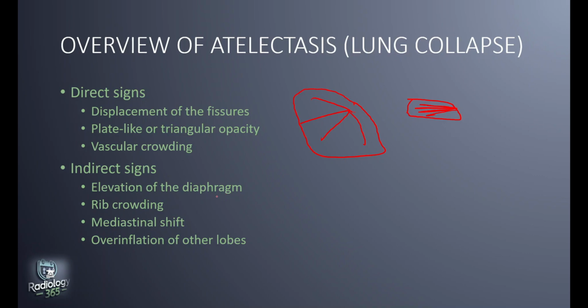Rib crowding, similar to the vascular crowding, but since the ribs are not inside the lung, it joins the indirect signs. Then mediastinal shift to the side where there's a loss of volume. Overinflation of the contralateral lobes, compensatory overinflation actually. And then you can also have the hilum being displaced.